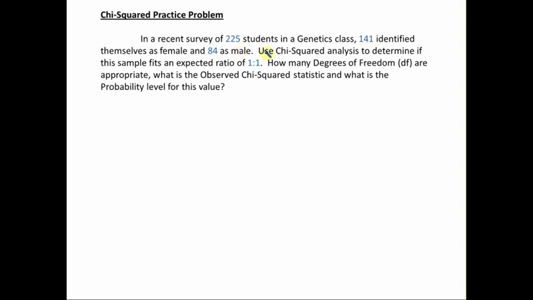Obviously, this isn't the case here. We've got more females than males. If it had been a 1 to 1, we'd have exactly equal numbers or approximately equal numbers of the 2 genders, but we don't have that.